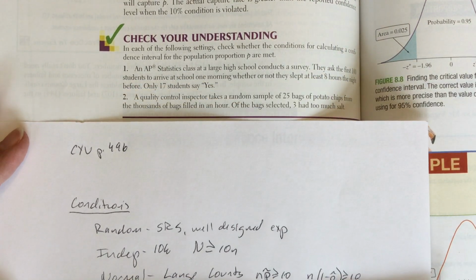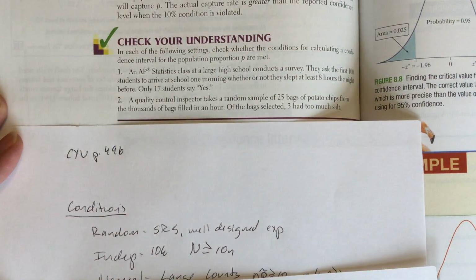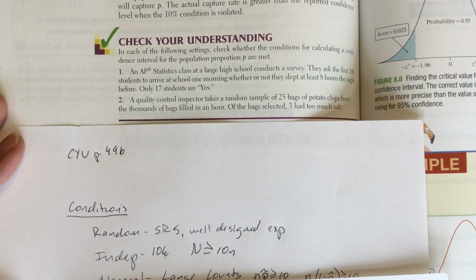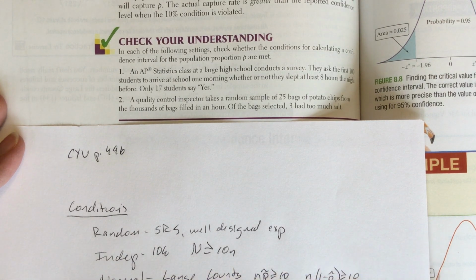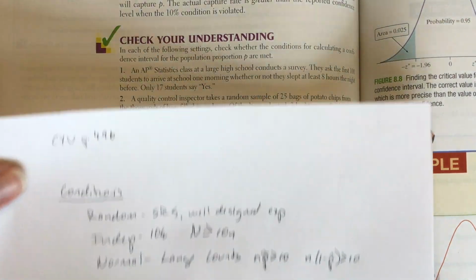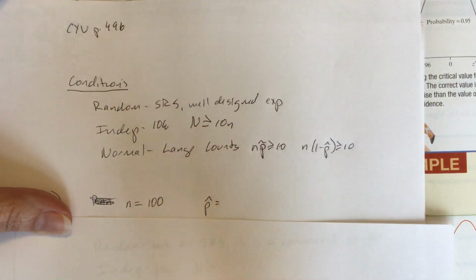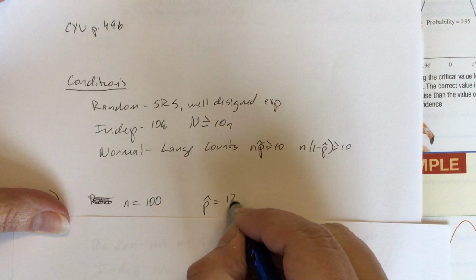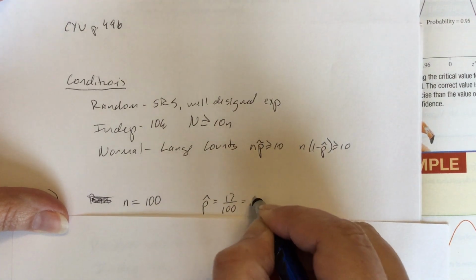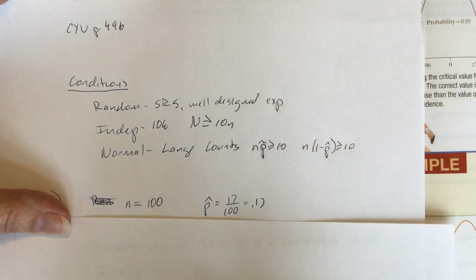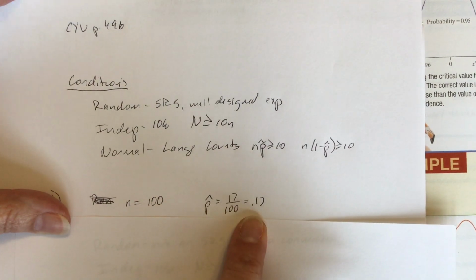So for the first scenario, an AP Stats class at a large high school conducts a survey. They ask the first 100 students to arrive at school one morning whether or not they slept at least 8 hours the night before. Only 17 students said yes. So first, let's figure out what our sample size is. They asked 100 students, and 17 of that 100 said yes. So our N is 100 and our P hat, or our sample proportion, is 0.17.